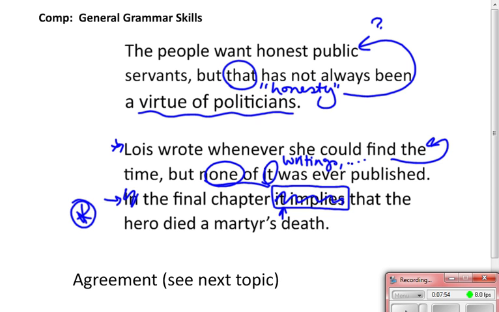The final chapter even implies the hero died a martyr's death. The final chapter reveals. Okay, we want to be direct with our language. A chapter can't imply, an article can't say, a story can't say. So avoid using that in the story, it says, in the story, it suggests. Just be direct with that language.